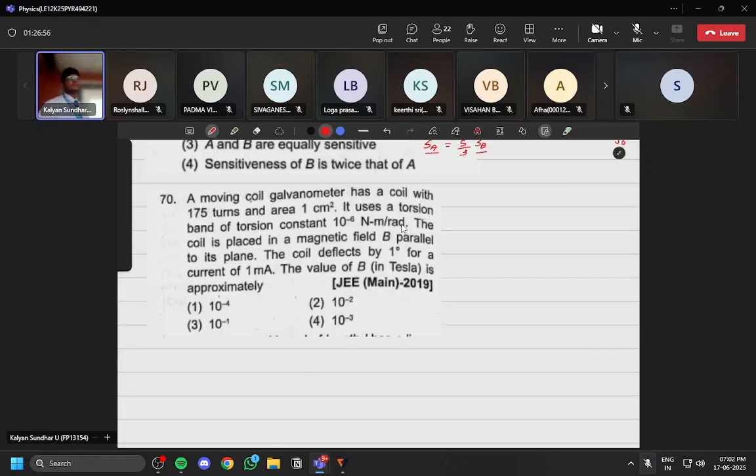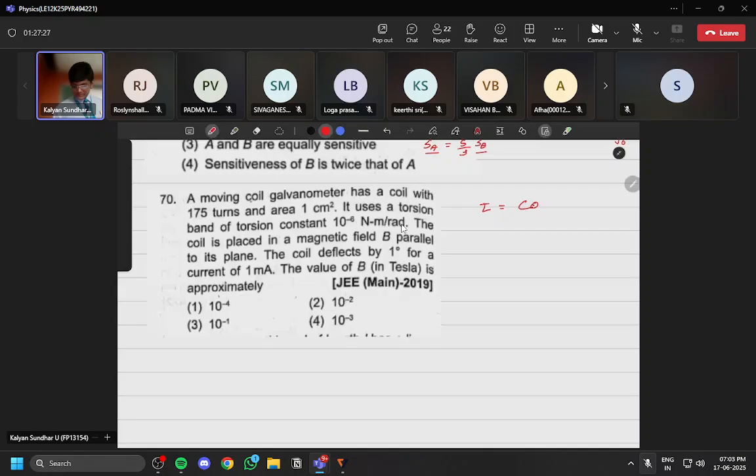Right, sir. What is the expression for this? Now, has anyone found the answer? So tau will be equal to C theta. Tau is nothing but NIBA, which will be equal to C theta. You have to find out the B value. B will be equal to C theta divided by N I A.